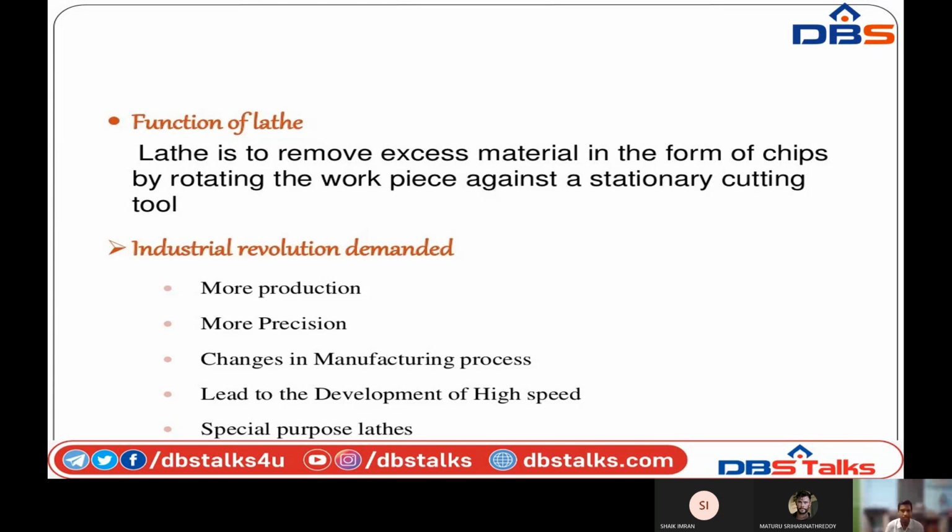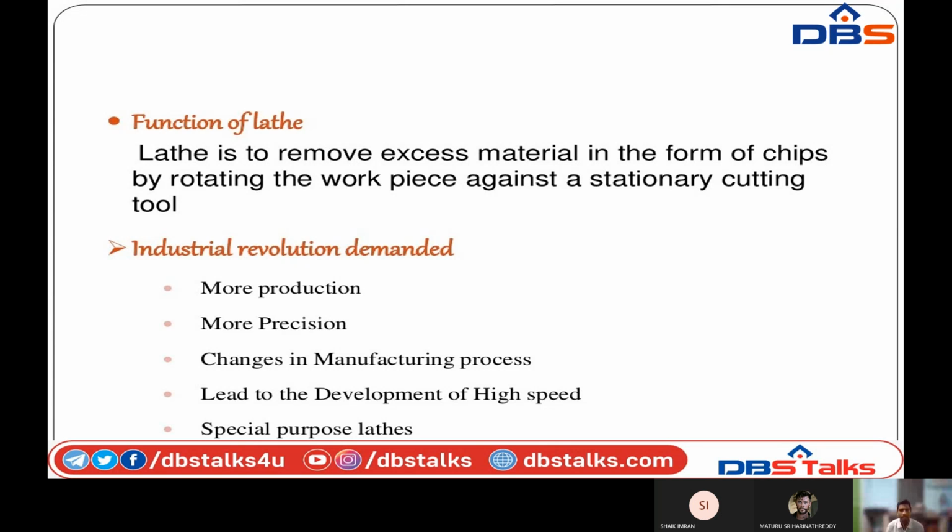More precision. Precision means accuracy. Accuracy in specifications means the dimensions of the geometry, which is very accurate by using lathe machines. Changes in the manufacturing process, that means transforming from traditional to the latest methods, led to the development of high speeds. In olden days we preferred engine lathes, but the spindle speed is very slow compared to advanced machines. In advanced machines, the speed of the spindle is very high.